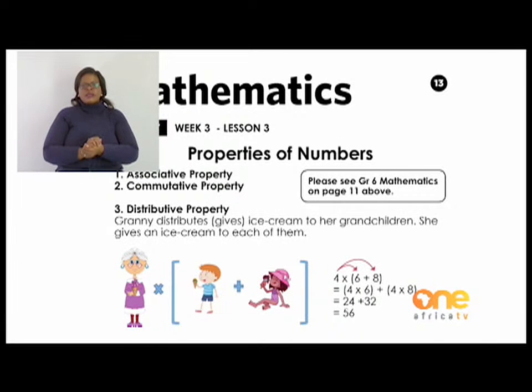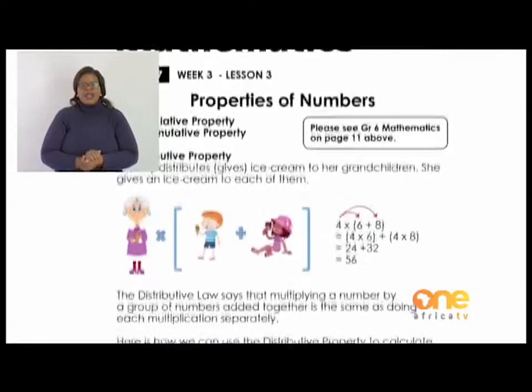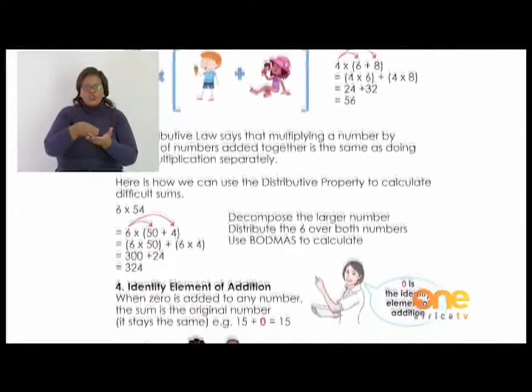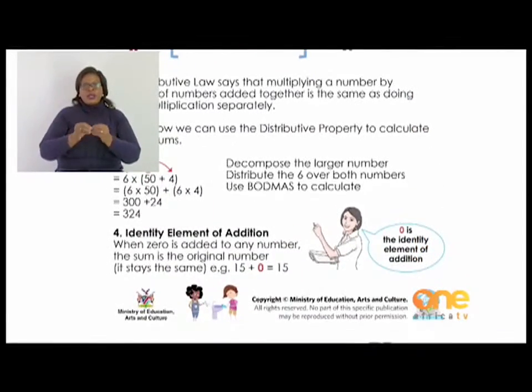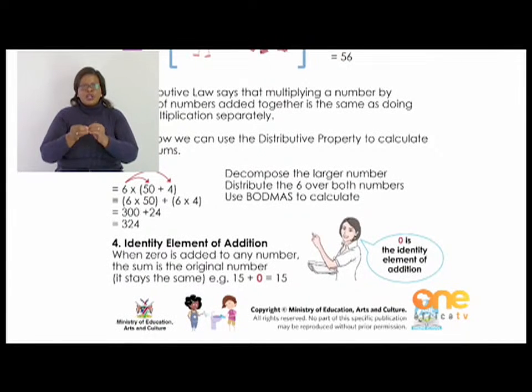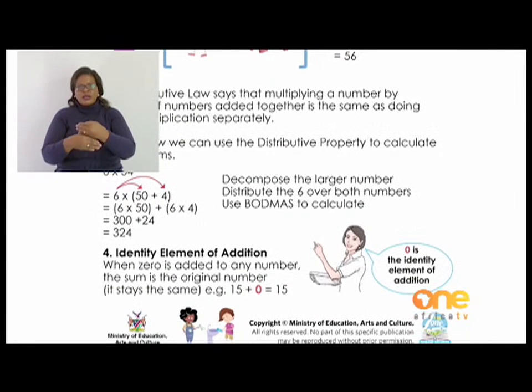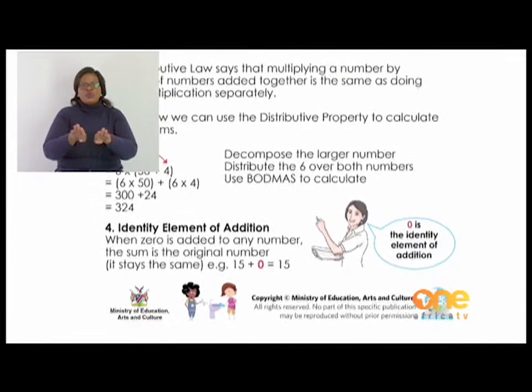So to distribute 4 to those numbers inside the brackets, you can expand and say 4 times 6 and 4 times 8 until you get to the answer. So below, the distributive law says that multiplying a number by a group of numbers added together is the same as doing each multiplication separately.